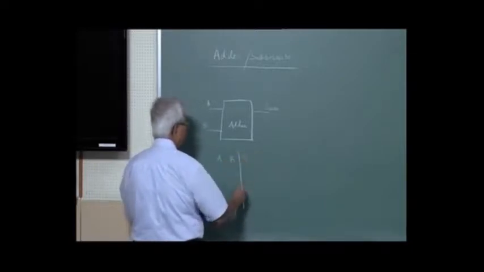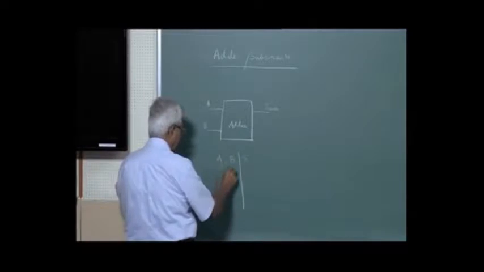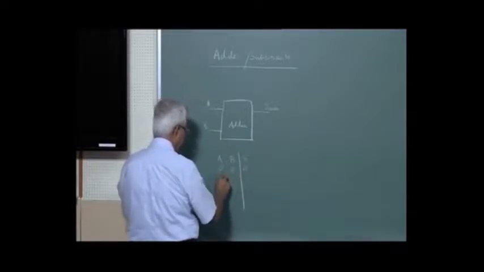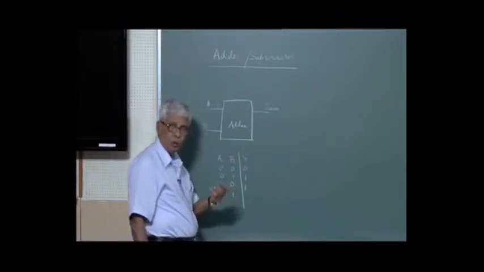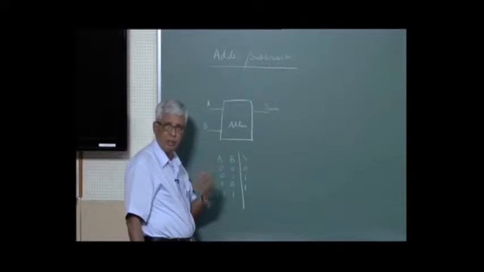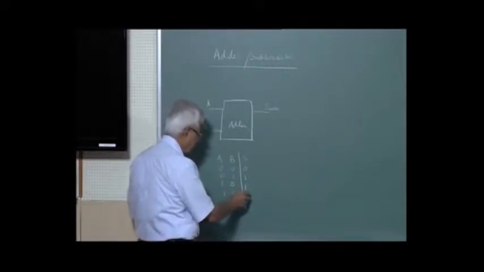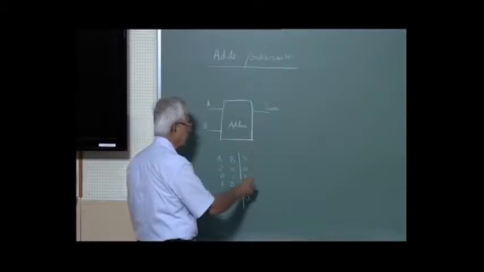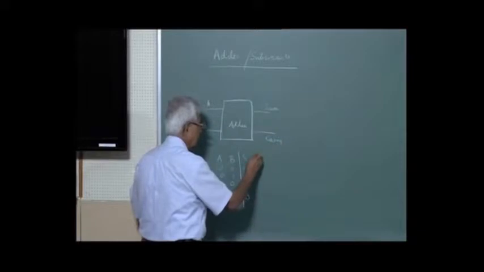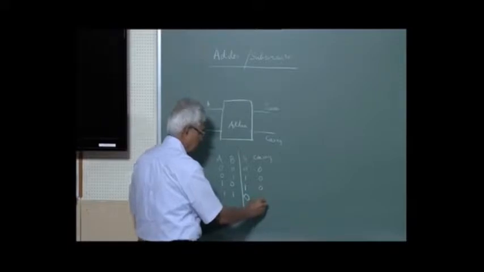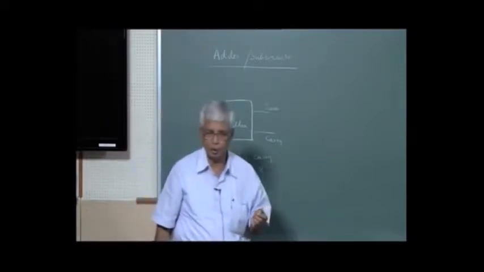Well, yes. When both are 0, sum is 0. This is 0 and 1, the sum is 1. When both are 1, we are adding 1 to 1, it becomes 2. 2 is 1, 0 in binary. So I can only put a 0 here and this 1 has to be accommodated. So I have one more output called carry, that we do in a paper and pencil addition also we do that.